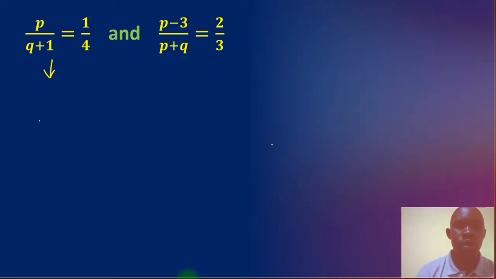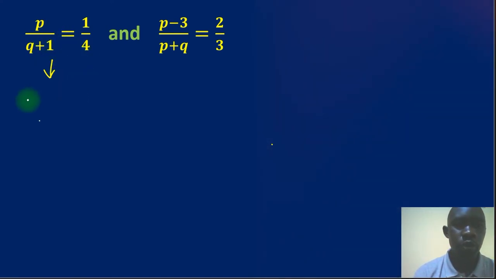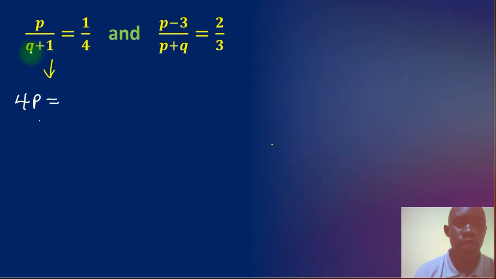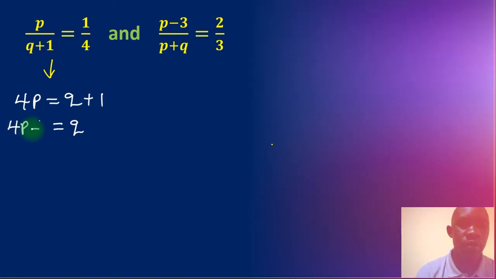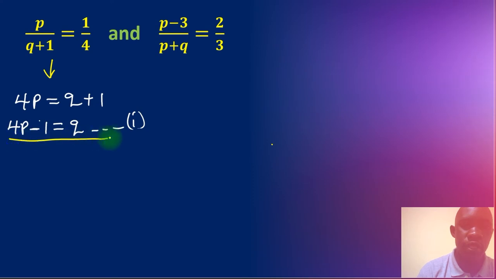Now the first equation, cross multiply, we get 4p is equal to 1 times q plus 1, that will be q plus 1. So this is q, so I have q equals 4p minus 1. That is the first equation. This is our first equation.